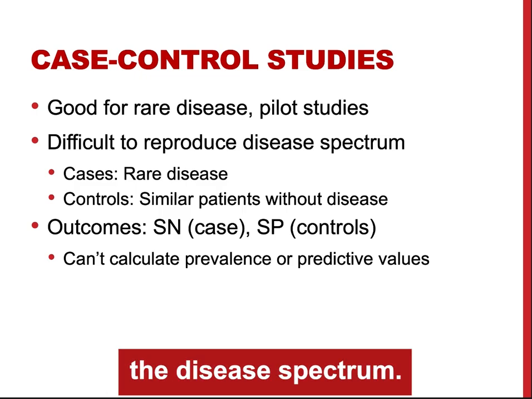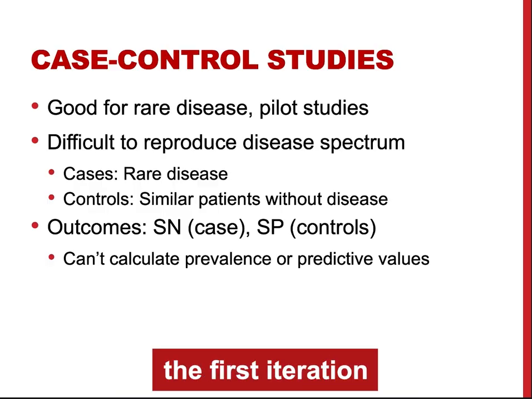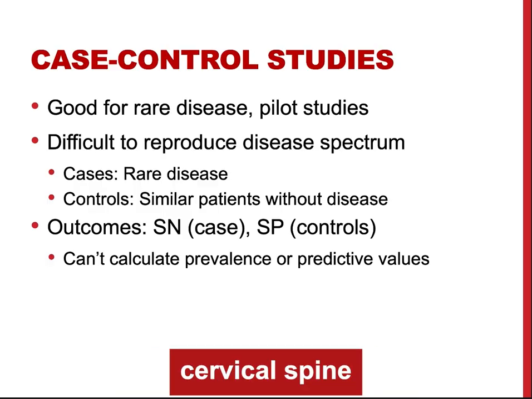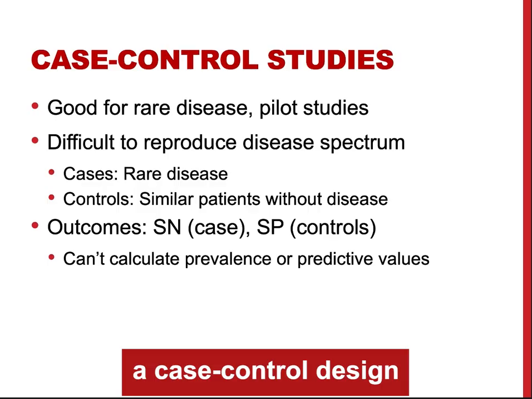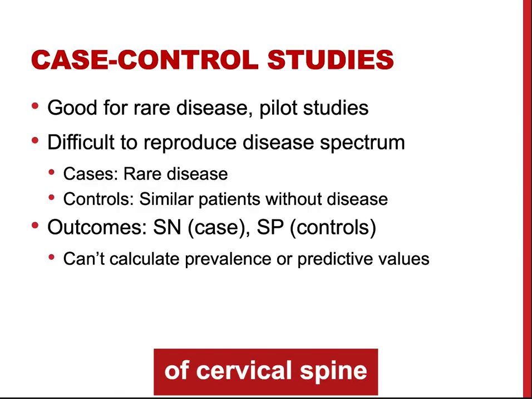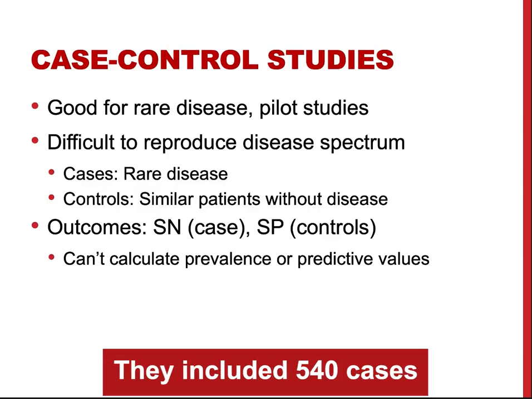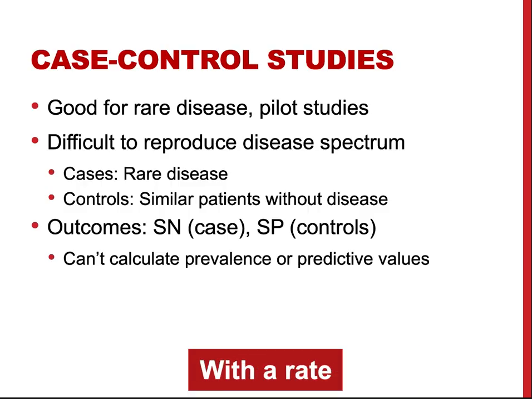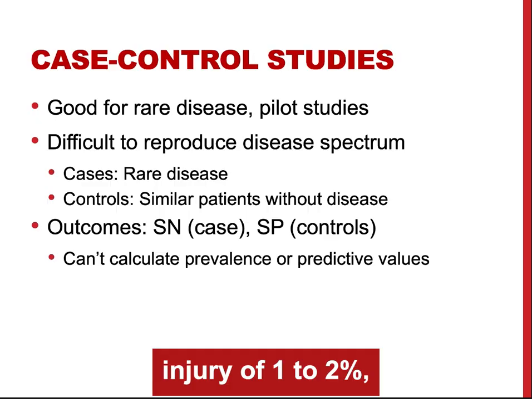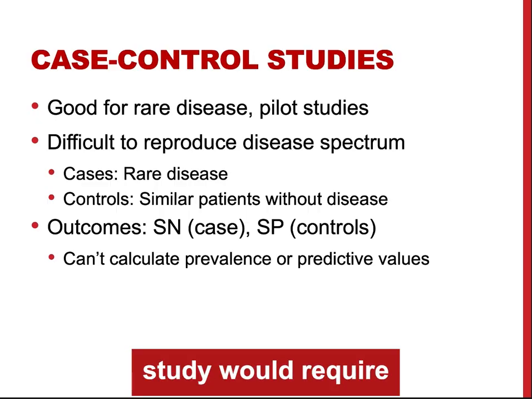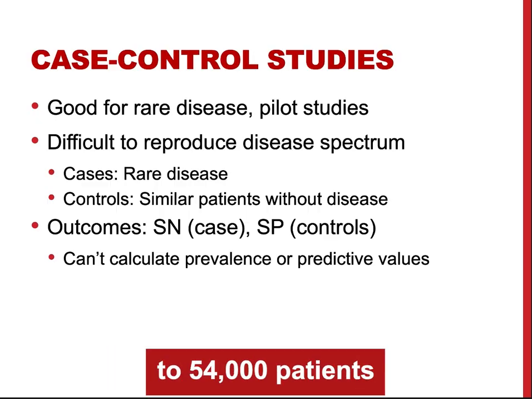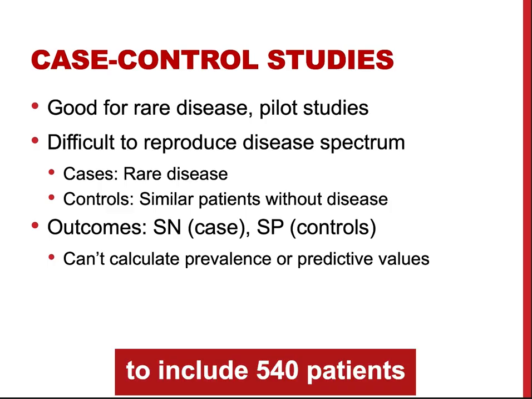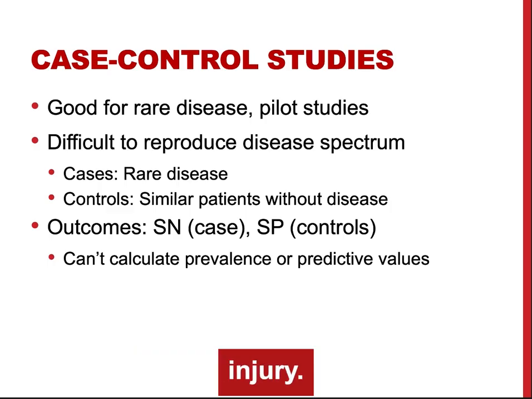For example, the first iteration of the PECARN cervical spine injury rule used a case control design due to the rarity of cervical spine injury in children. They included 540 cases with cervical spine injury and matching controls. With a rate of cervical spine injury of 1 to 2%, a cohort study would require a sample size of 27,000 to 54,000 patients to include 540 patients with cervical spine injury.